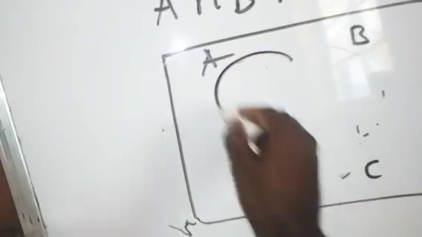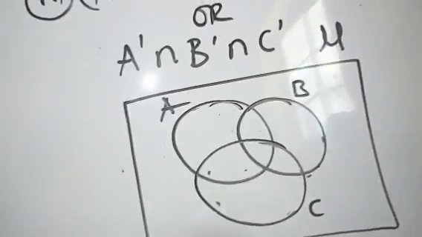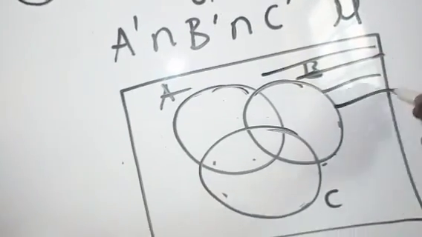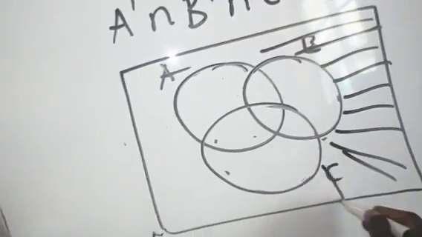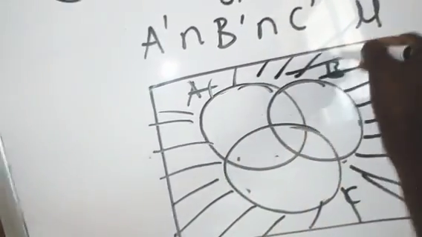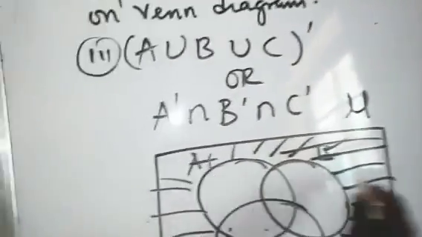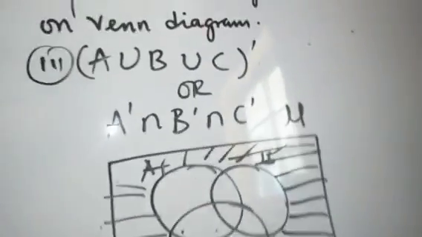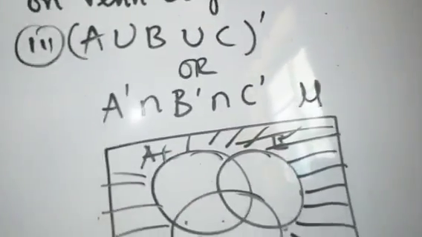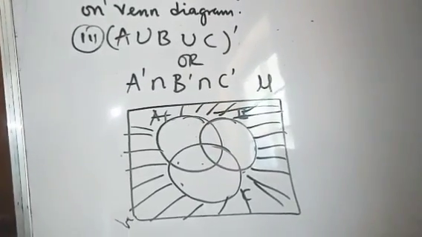So I will shade those outside the circles, outside the union, which is all these. And that is that. If it is A union B union C, you shade the parts I shaded the other time. But because it is prime, you shade outside. And that is the representation of the third one.